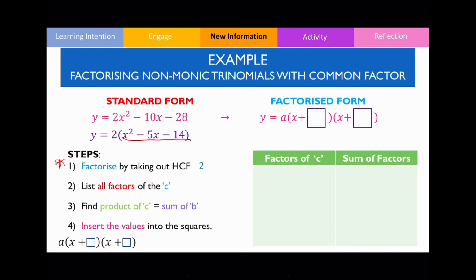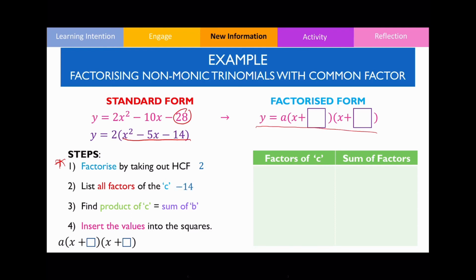Once I've done that, you're going to ignore the 2 until the end and then insert it into your answer. This is the general approach when you have a common factor in a non-monic trinomial. What we're going to do now is list all the factors of c. When I'm talking about c, I'm not referring to the original c, which is negative 28. I'm talking about the one after I've factorized it. In this case, it's negative 14. So c is now negative 14.